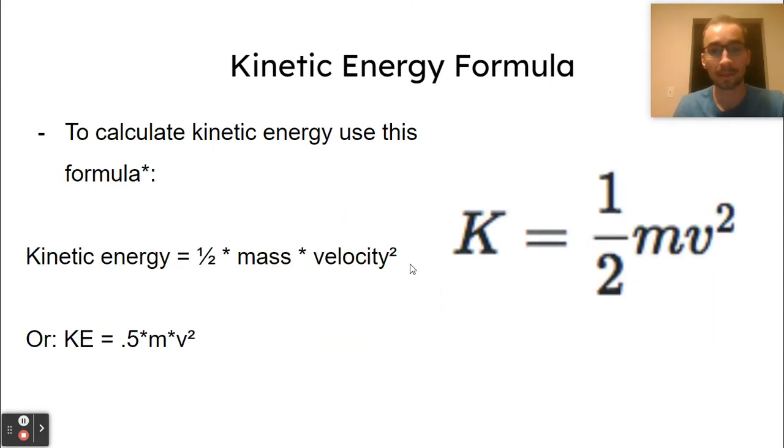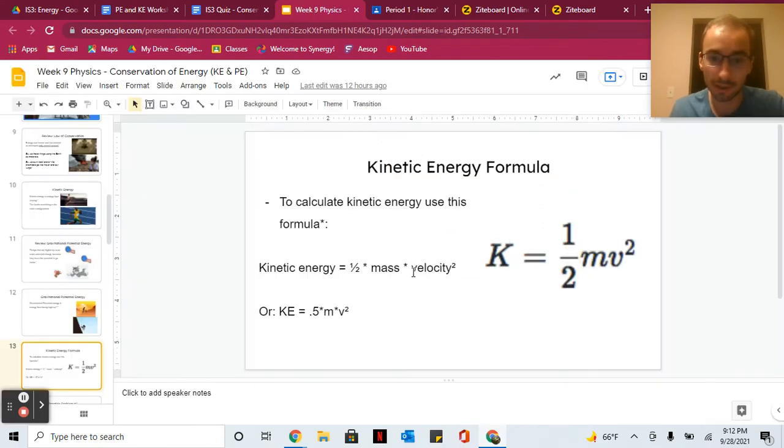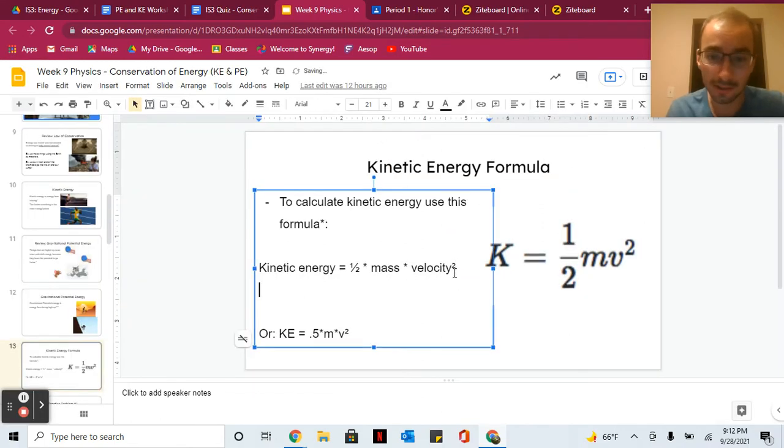Okay? So we're going to start. Please write down the kinetic energy formula. The kinetic energy formula says to calculate something's kinetic energy, you take 1/2 times its mass times its velocity squared. If you don't know what squared is, basically it's a number times itself. So velocity times velocity is equal to velocity squared.